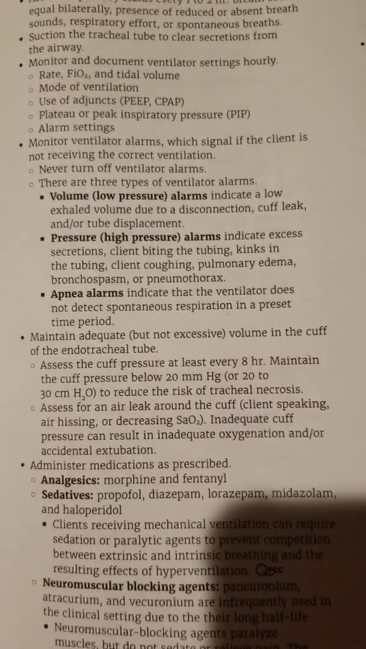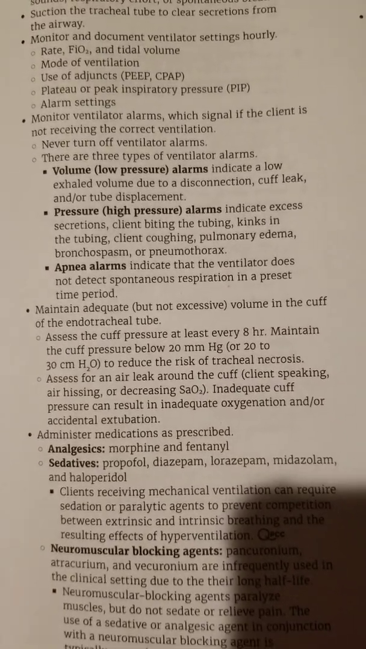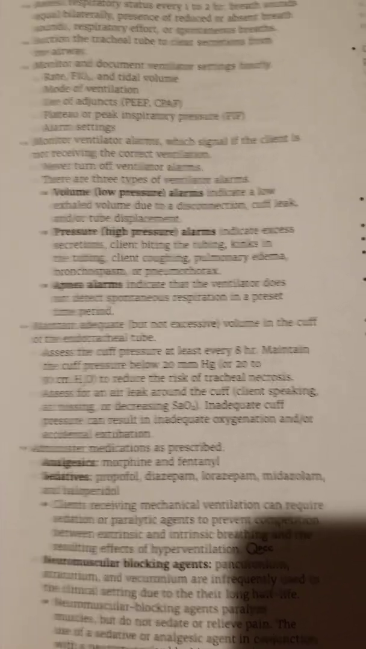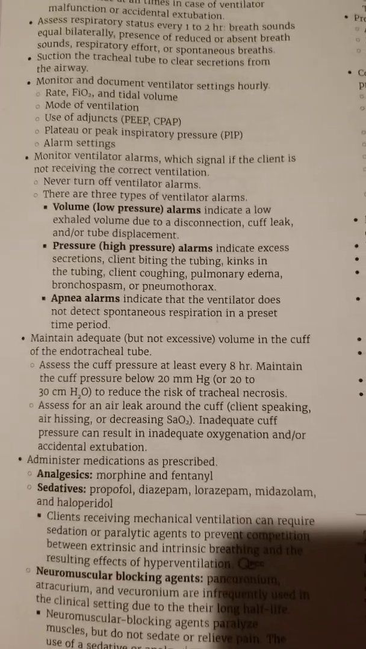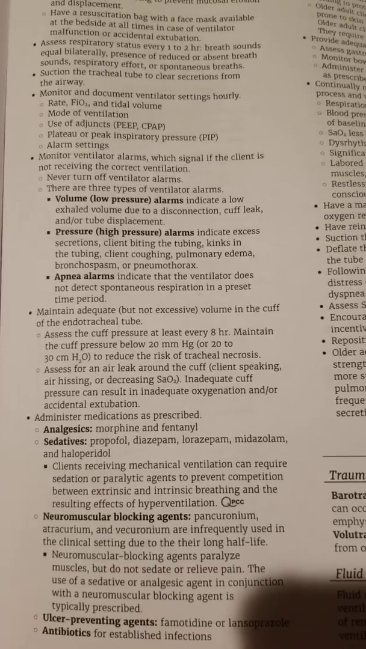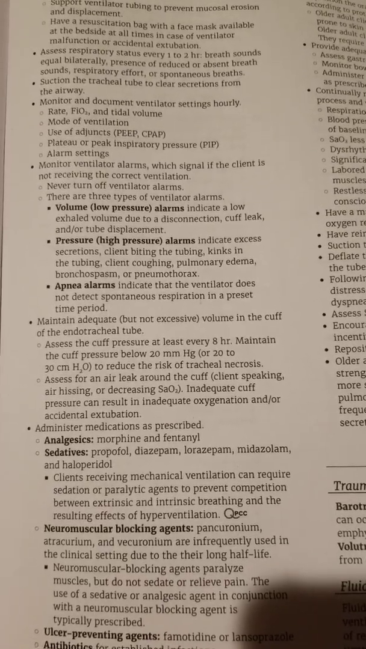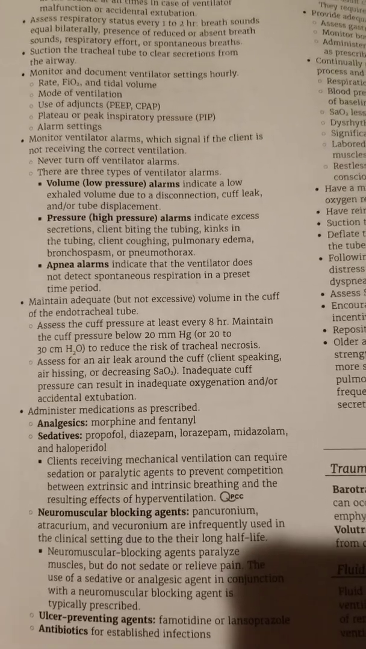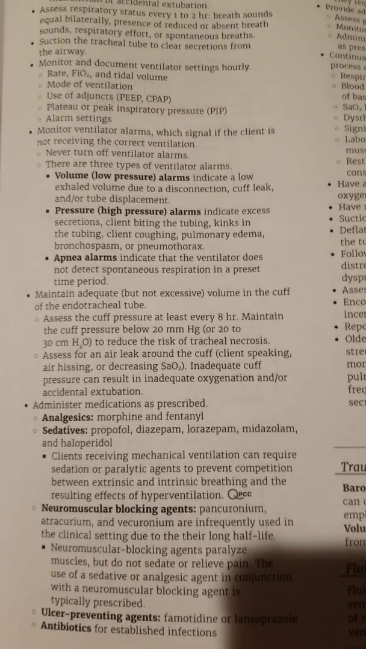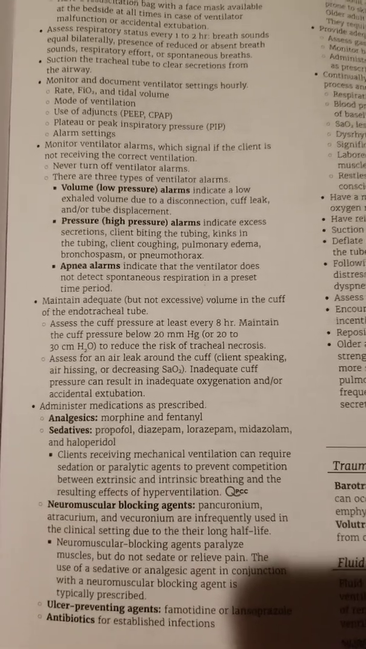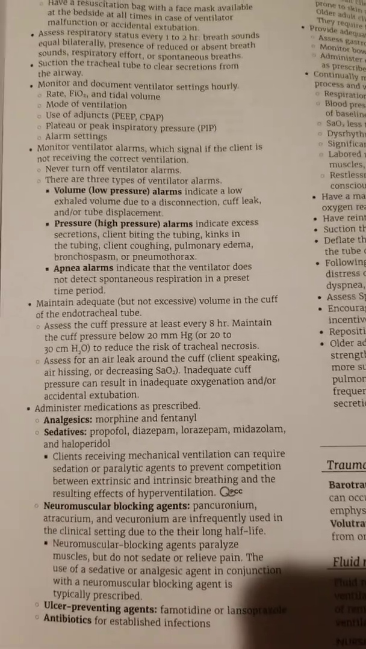There's volume, low pressure alarms, which indicate a low exhaled volume due to disconnection, cuff leak, and/or tube displacement. There's pressure, high pressure alarms, which indicate excess secretions, client biting the tubing, kinks in the tubing, client coughing, and pulmonary edema, bronchospasm, or pneumothorax. Apnea alarms indicate that the ventilator does not detect spontaneous respiration in a preset time period.